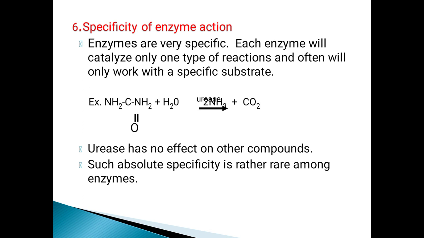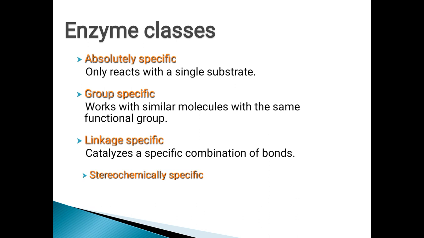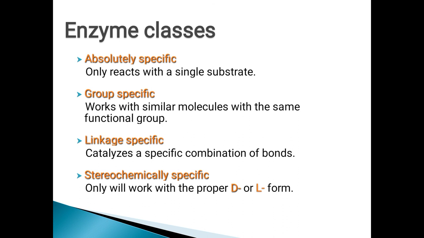Then the sixth one, specificity of enzyme action. Enzymes are very specific. Each enzyme will catalyze only one type of reaction and often will only work with a specific substrate. So urease has no effect on other compounds. Such absolute specificity is rather rare among enzymes. Then the classes: absolute specificity only reacts with a single substrate. Group specificity works with similar molecules with the same functional group. The third is linkage specificity, which catalyzes a specific type of bond. And the fourth is stereochemical specificity, which only works with the proper D or L form, meaning dextrorotatory and levorotatory forms.